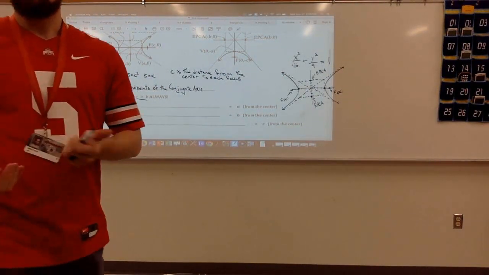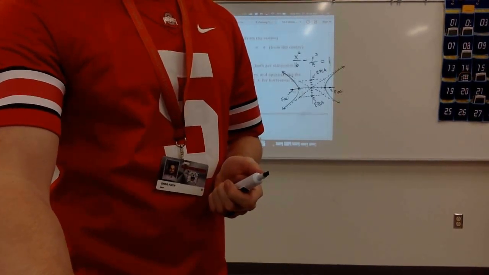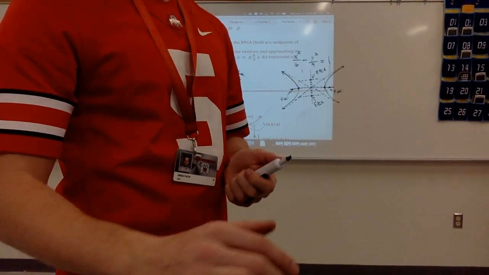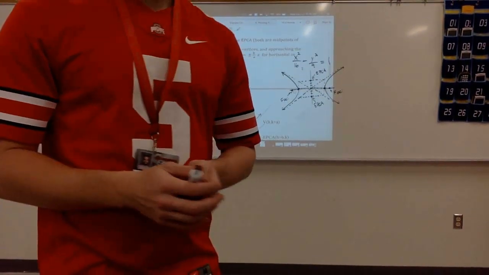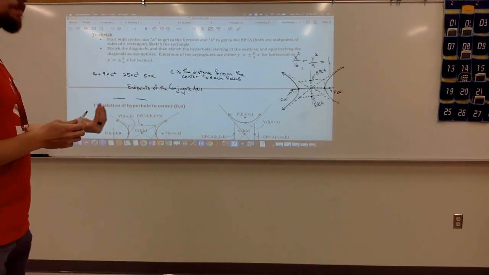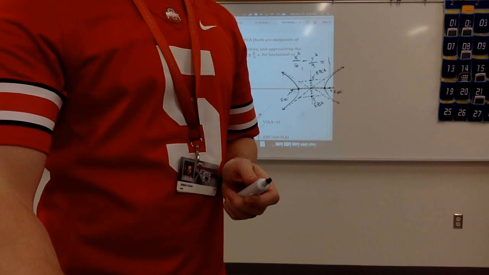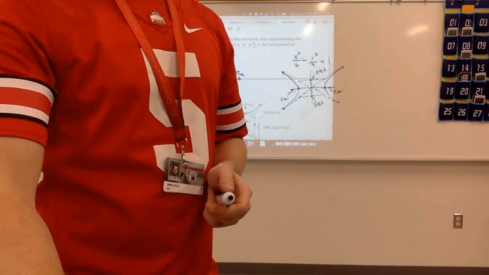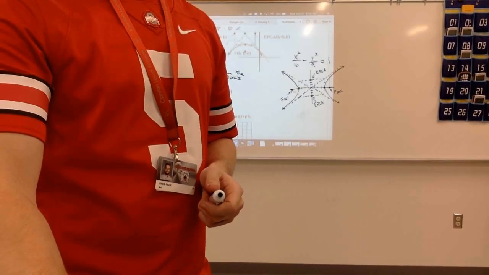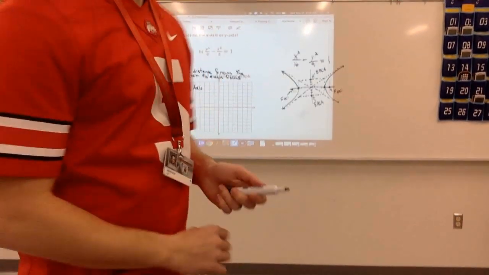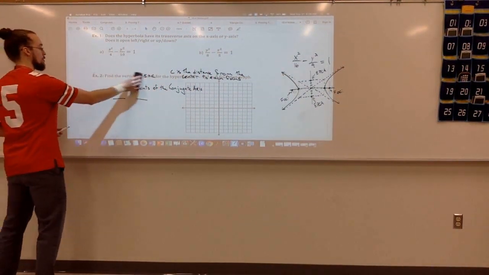Okay, so we already kind of went over the next part, the directions to sketch. We said we want to go a distance of a to the left and right of the center, a distance of b up and down to create our little box, and then we sketch the diagonals, which give us asymptotes for our hyperbola.